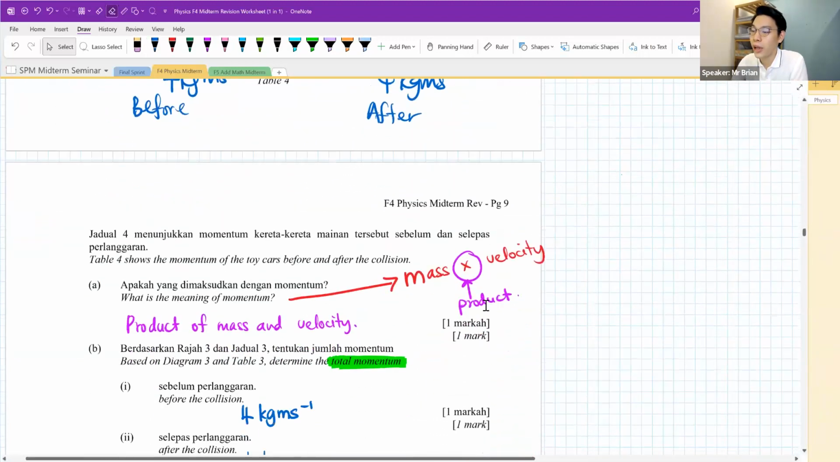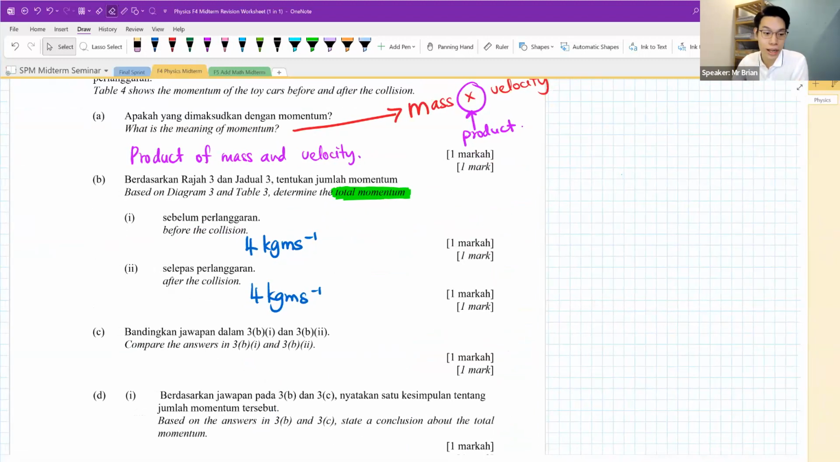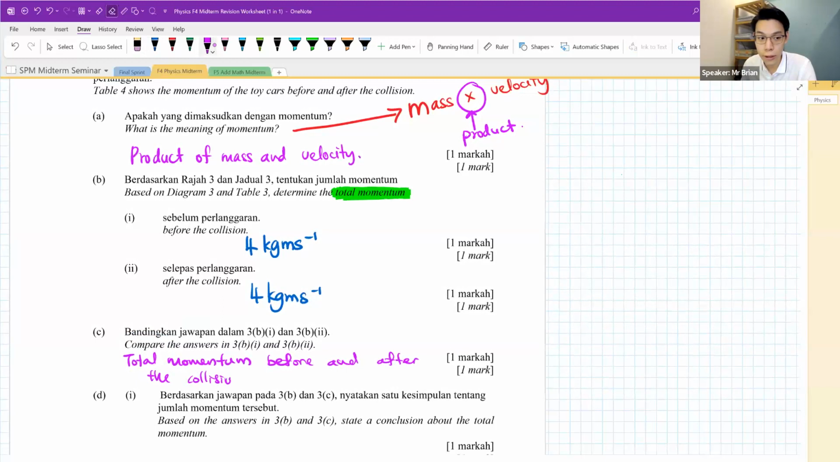Okay, so this is pointing towards a certain direction, right? Hold on. So I finish the question first and I tell you what this is about. Part C, they ask you to compare the answers in B1 and B2. Compare. Or you just say the total momentum before and after the collision is the same. Okay, you can say equal also can.